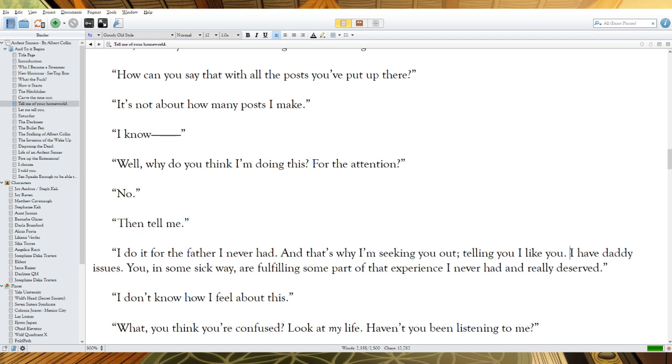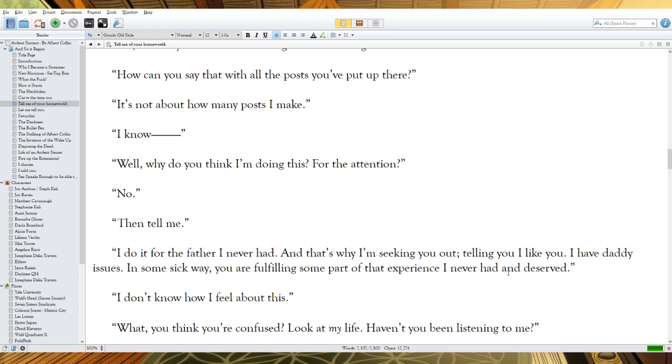So she's coming forward now and saying, I have daddy issues. And so in some sick way, this is going to sound better. In some sick way, you are fulfilling some part of that experience I never had and deserved. All right, so let's make this a little cleaner. And then we're going to go back to that long sentence that I remember from a while back because it's not really flowing with the way that this is going.